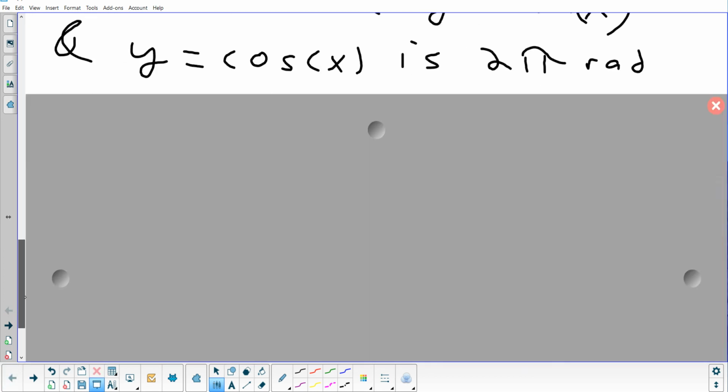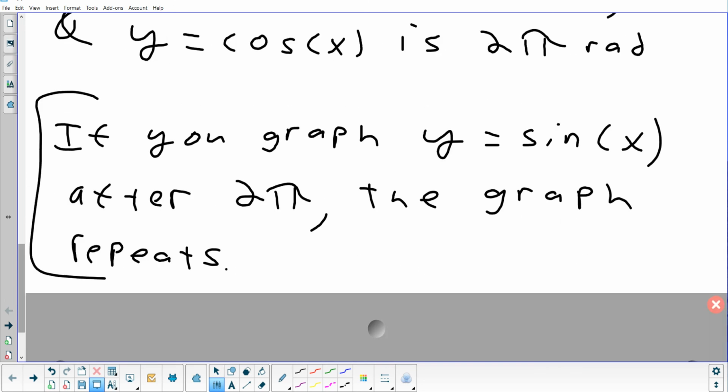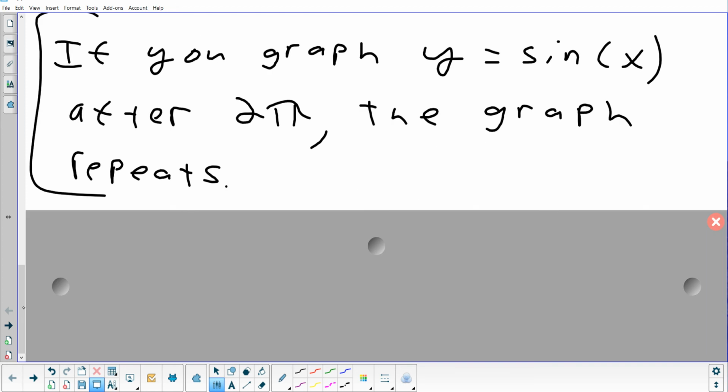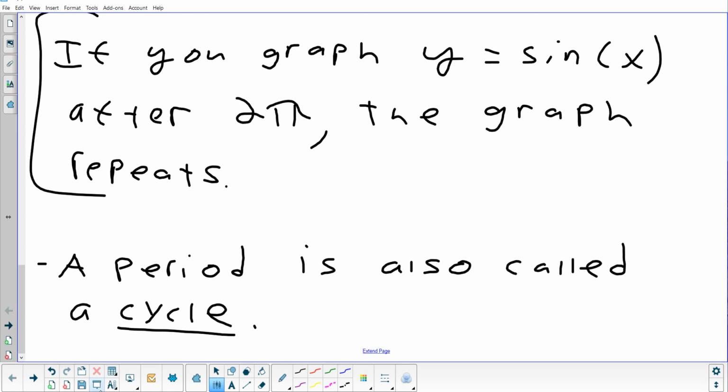All right. So this, I've already said to you guys a couple times. If you continue your graph beyond the end of the first cycle, it's just going to repeat itself. Just copy and paste what you've already done. Now, there is another name for a period, and that's called a cycle. One period of the graph, you can also call it one cycle of the graph. I'll probably use those 2 words interchangeably.